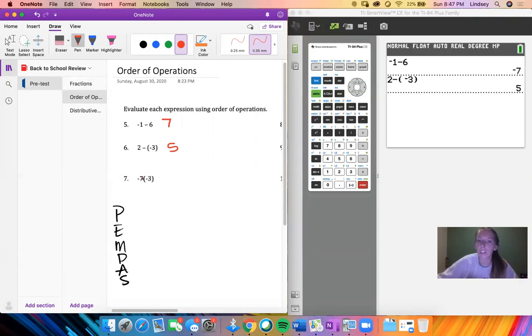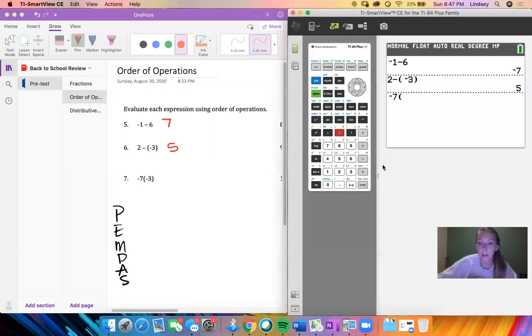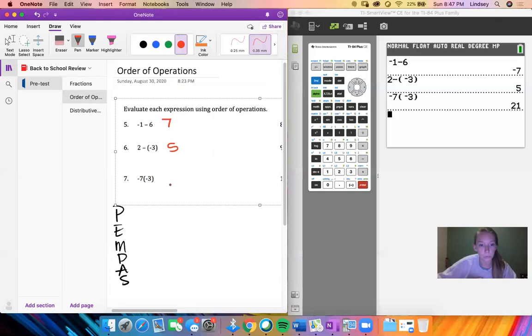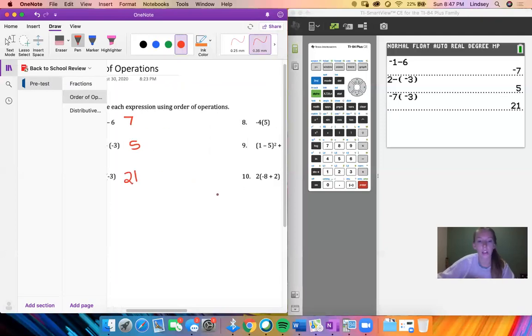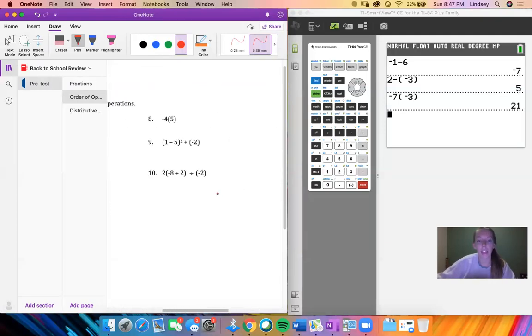Like on this next one, so many people knew 7 times 3 was 21, but then the negatives messed them up. So they put negative 21 because there were 2 negatives. But if you remember, if you're multiplying, 2 negatives make a positive. And you can see that in your calculator. -7, parentheses, -3, and your calculator will just understand this as a multiplication problem. It's going to be a positive 21. Whoops. Okay.